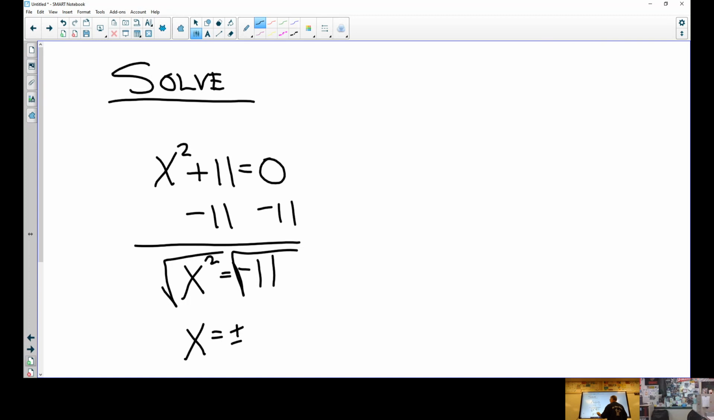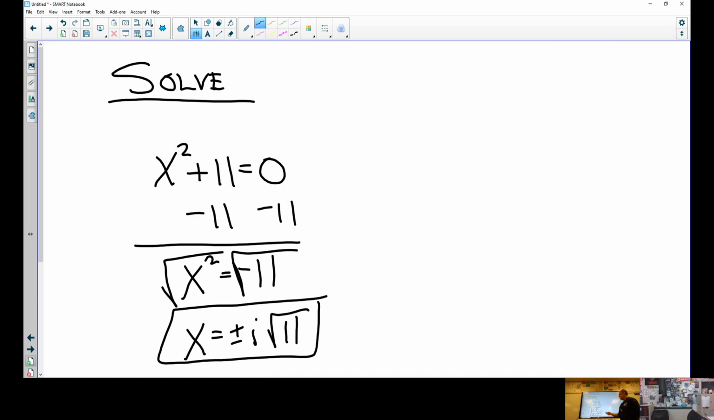So now what's underneath here? Well, I've got an i because I've got a negative 1, and square root of 11, nothing I can do with it. So this is our solution. X equals plus or minus, or our solutions, I should say. There's two of them there. X equals positive i root 11 and negative i root 11, which we can write as plus or minus i root 11. All right, so let's do another one.